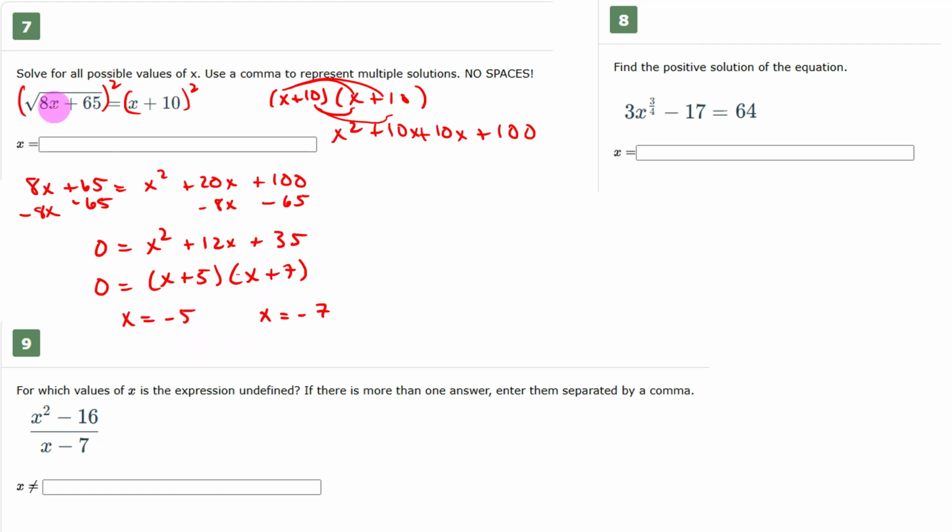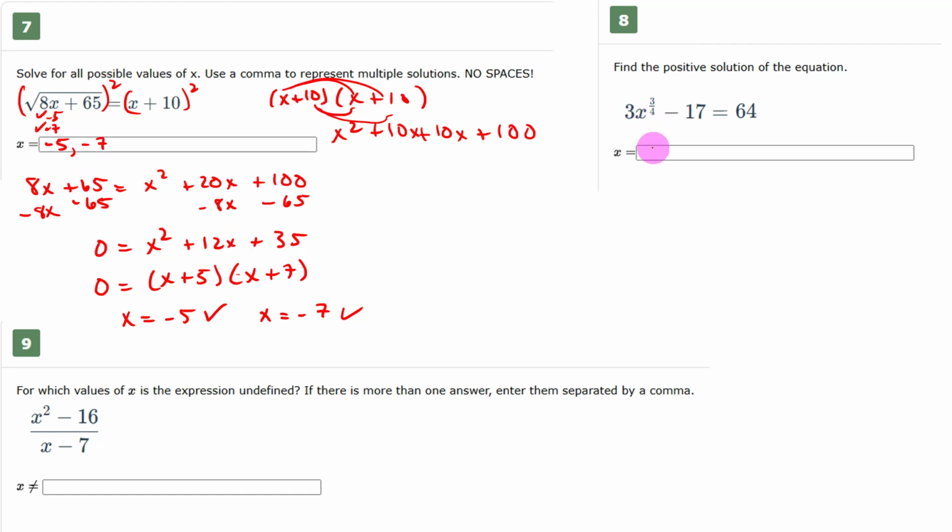We need to check. -5 times 8 is -40 plus 65 is going to be positive. So that one's good. -7 times 8 is -56 plus 65. So that one's good. Sorry, the ones I always get mixed up. So both of them are good. So you'll write it as -5, comma, -7. Don't put any spaces there.